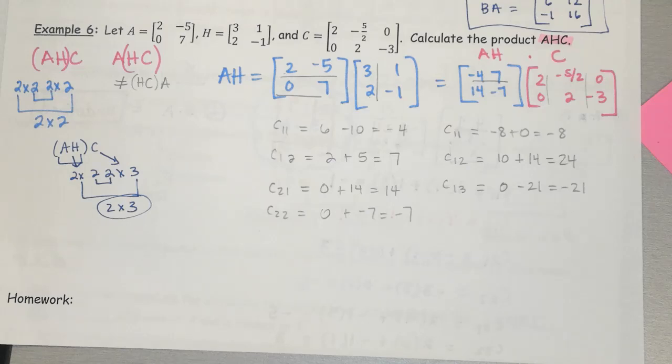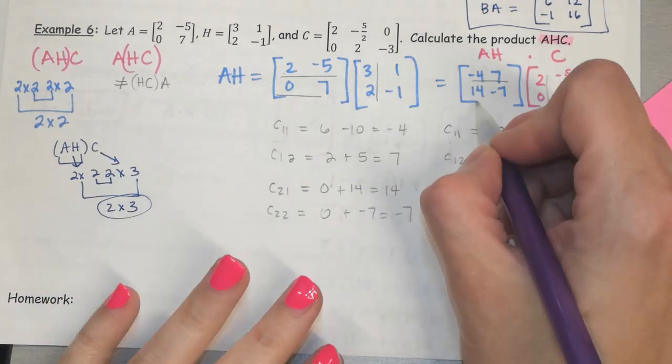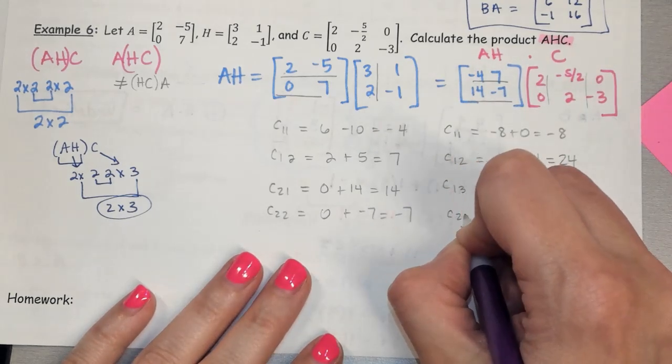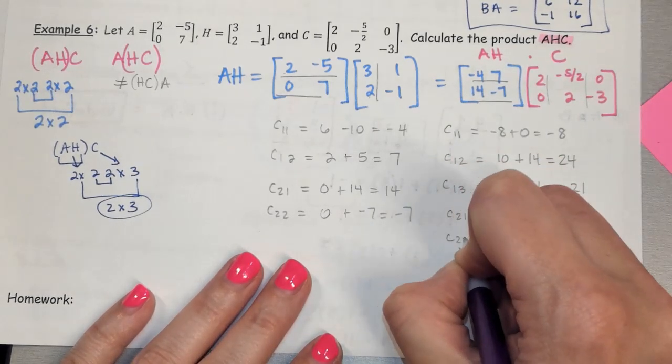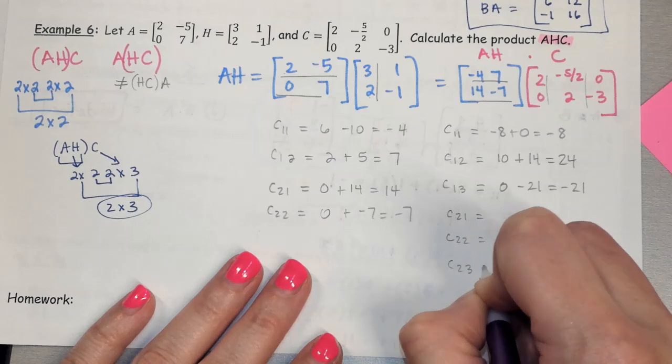All right, so we should have negative 8, 24, negative 21. So we've done everything we can with that first row. Now we're going to go to the second row. So the second row, first column, second row, second column, second row, third column.